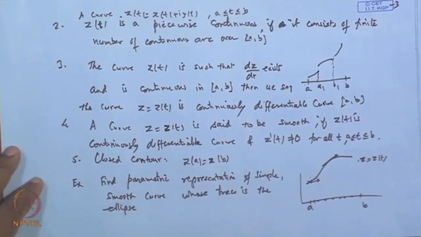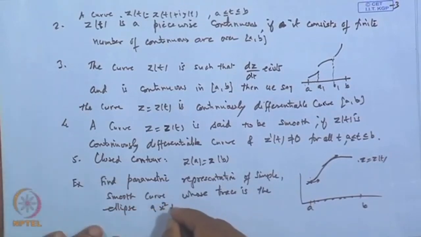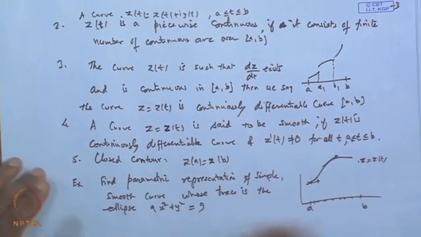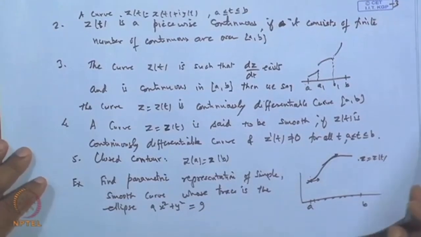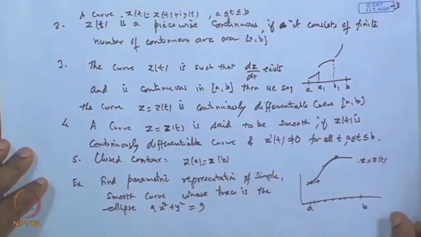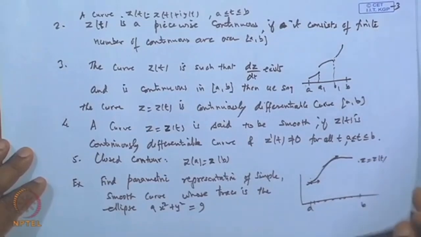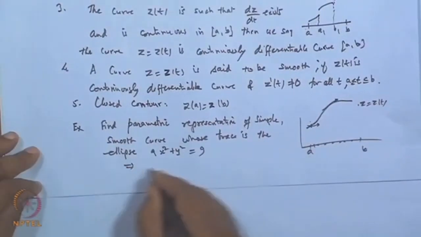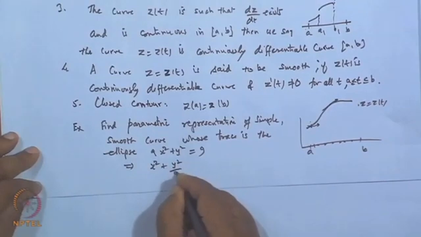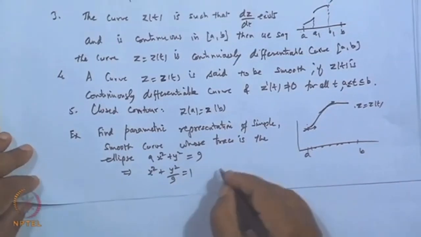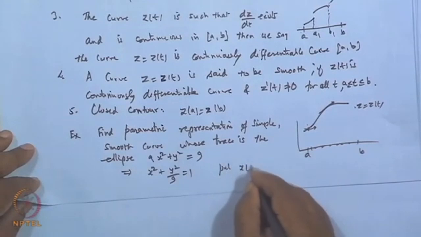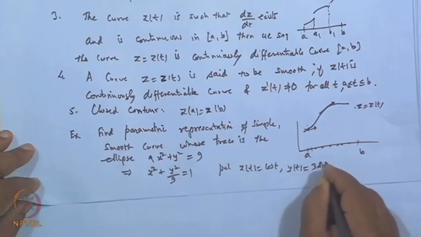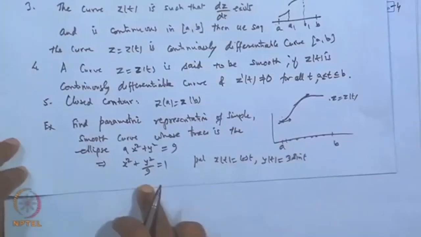Its trace is the ellipse 9x² + y² = 9. Suppose we wanted to find the parametric representation of this curve, a smooth curve whose equation is given in Cartesian form. We can rewrite the curve as x² + y²/9 = 1. So, if we take x(t) = cos t, y(t) = 3 sin t, then it satisfies this equation.